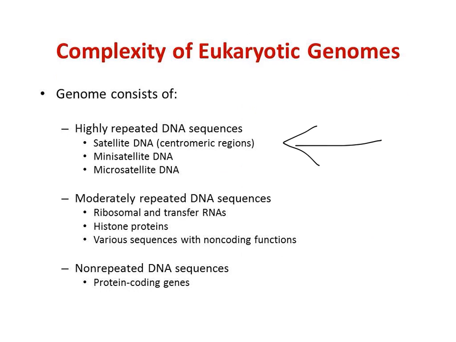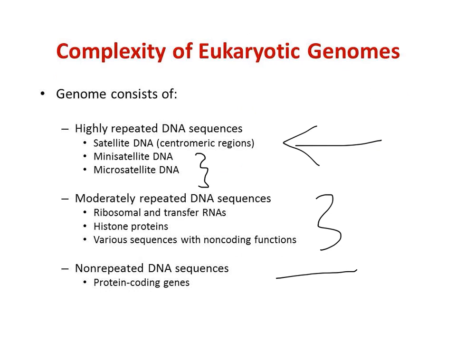What are the different types of repetitive DNA? There's what's called satellite DNA, which is the centromeric regions, which is going to be important for connecting sister chromatids together. And there are also what are called mini and micro satellite DNA, which are short repeats of similar sequence repeated over and over. There's also moderately repeated DNA sequences. These are important for ribosomal and transfer RNAs, histone proteins, and various sequences with non-coding functions as well.